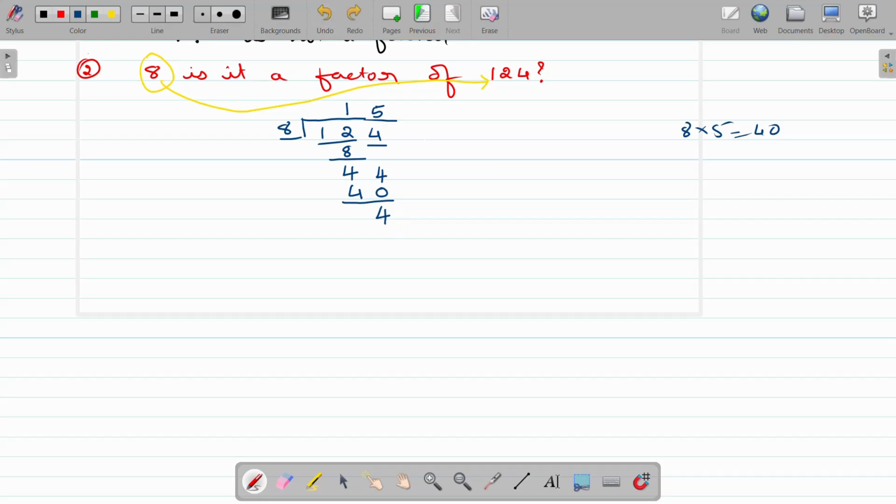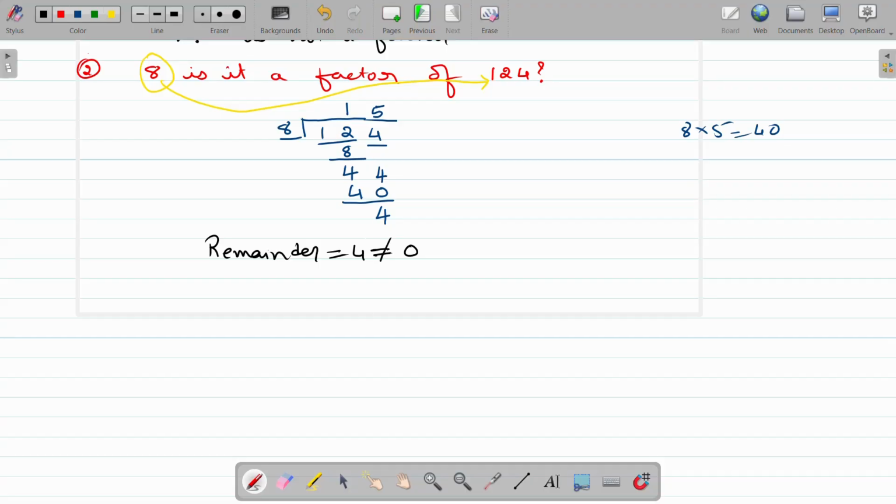Based on this only, we can decide whether the given number is a factor or not. Here we got a remainder of 4. But if the remainder were equal to 0, then we would call 8 a factor of 124. But the remainder is not equal to 0. The remainder is other than 0.